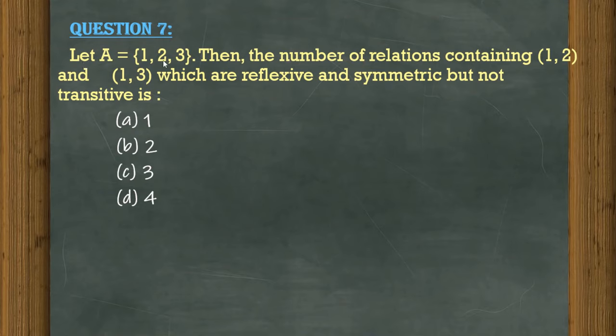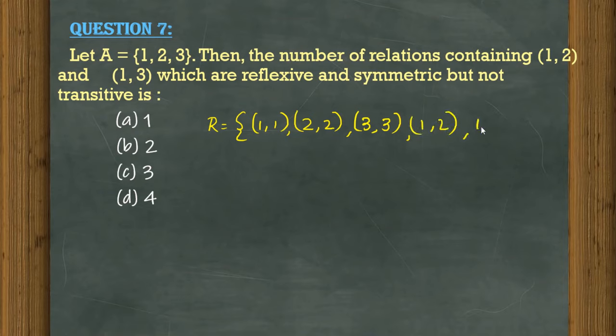So let A = {1, 2, 3}, then the number of relations containing (1,2) and (1,3) which are reflexive and symmetric but not transitive. कितने रिलेशन हो सकते हैं जिसमें (1,2) और (1,3) रहेगा, रिफ्लेक्सिव भी होगा. So R we can write as, first for reflexive, let's write (1,1), (2,2) and (3,3). Then (1,2) and (1,3) must be there.